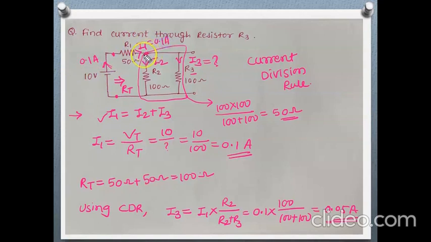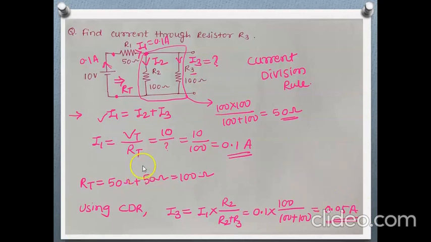Now at this point, the 0.1 ampere gets distributed in these two branches according to the values of R2 and R3. We know that the values of R2 and R3 are the same, so the current flowing through R2 and R3 will be the same. So I2 and I3 will be the same, and 0.1 gets distributed equally. I2 will be 0.05 ampere and I3 will also be 0.05 ampere.